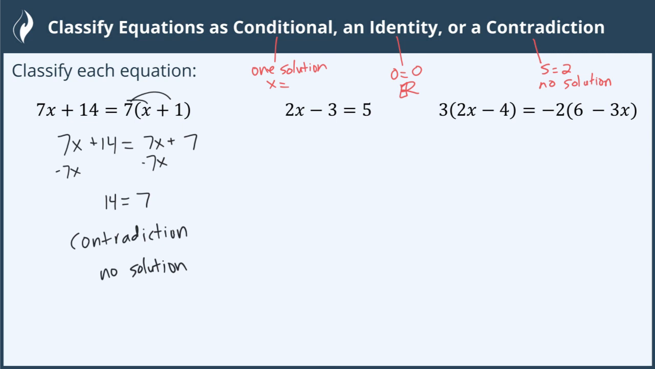But this next one, when we solve, I add 3 to both sides, and I end up with 2x is equal to 8. Divide both sides by 2. I get x equals 4. So I got one solution. So this one would be conditional.